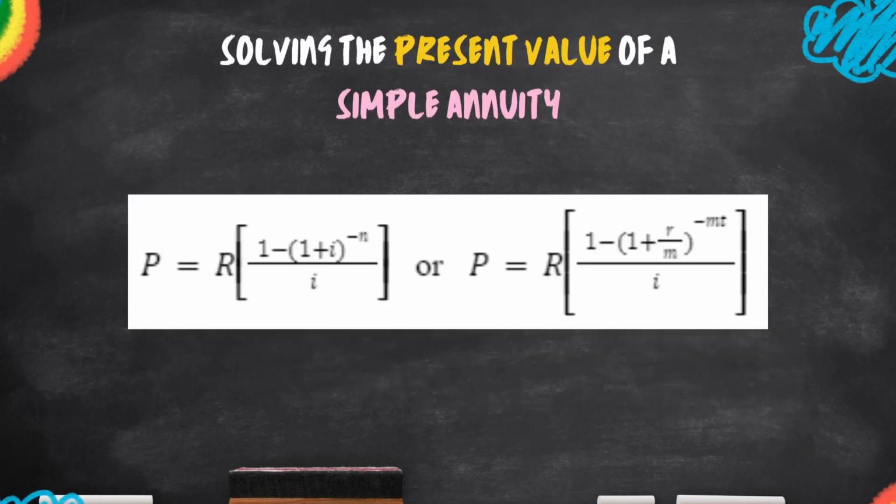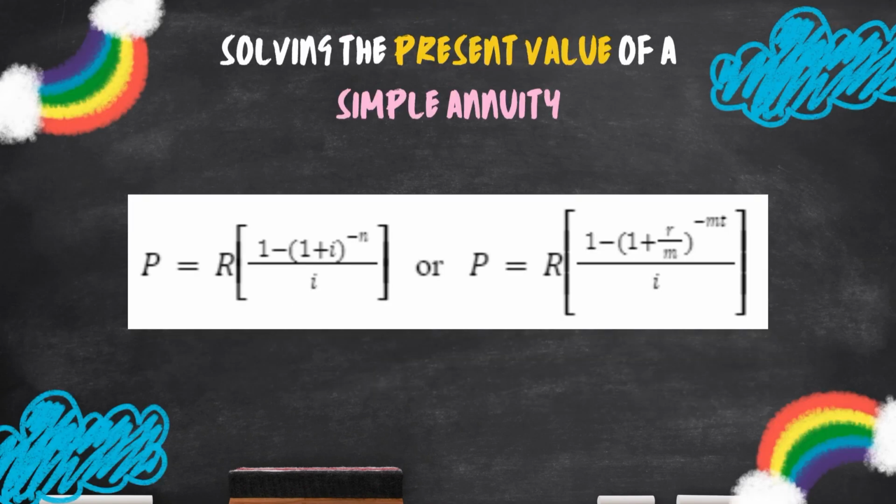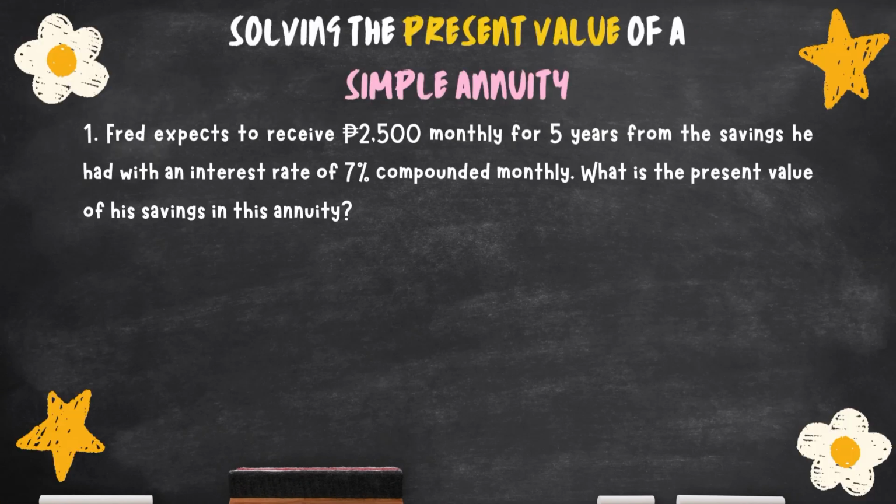Let's proceed to solving the present value of a simple annuity using the formula P equals R times 1 minus (1 plus i) raised to the power of negative n, over i. Problem number 1. Fred expects to receive 2,500 pesos monthly for 5 years from the savings he had with an interest rate of 7% compounded monthly. What is the present value of his savings in this annuity?